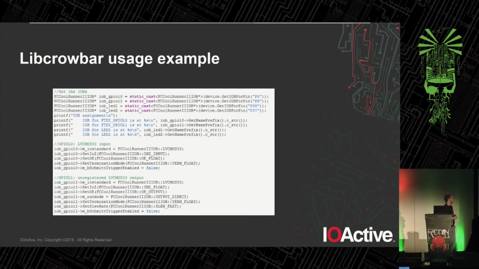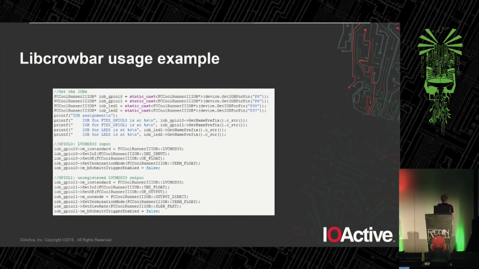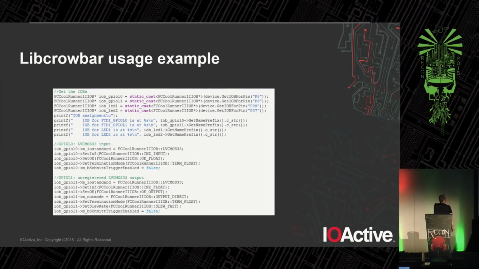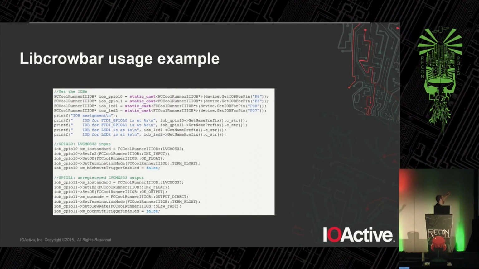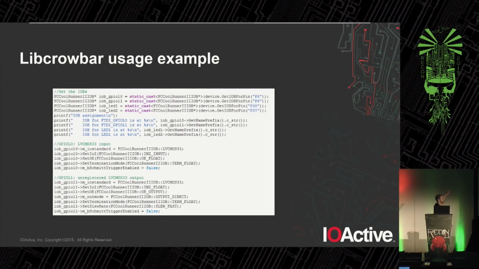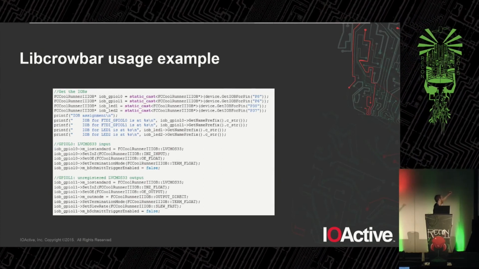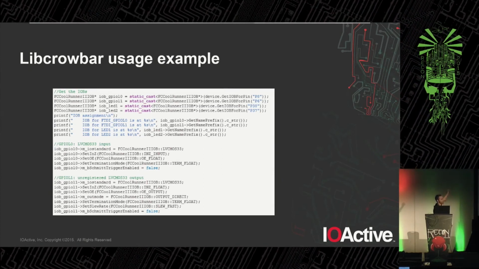But I do have a quick usage example here. So we have a bunch of I/O pins. We select P8, P6, P38, P37, whatever. Then we get the IOBs for each of these. We can now select the I/O standards, some output enables. We're not going to use termination. We're not going to use Schmitt trigger.